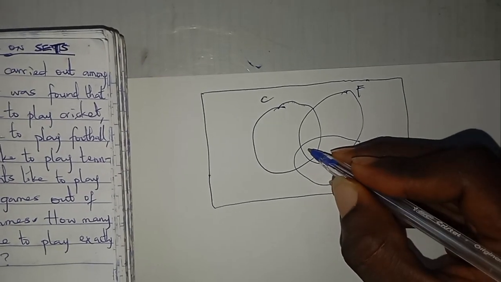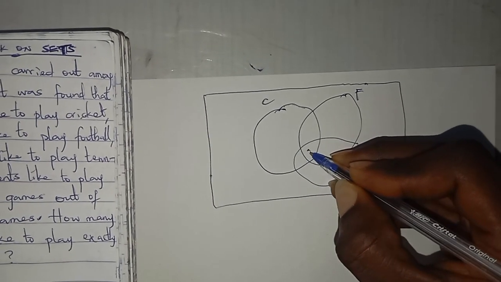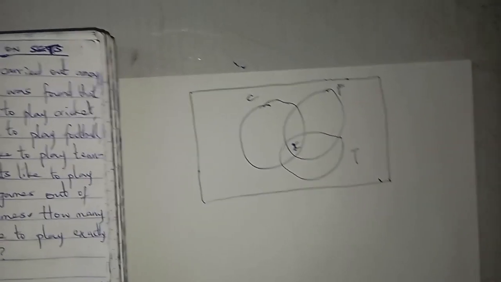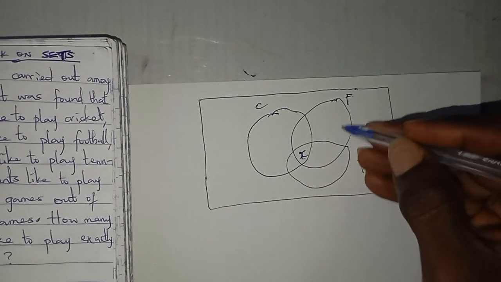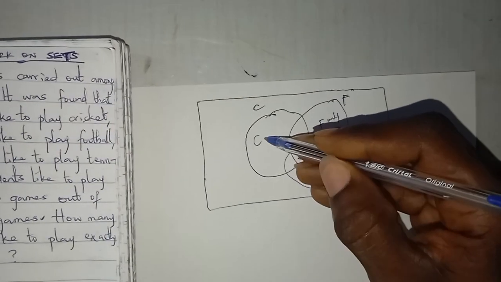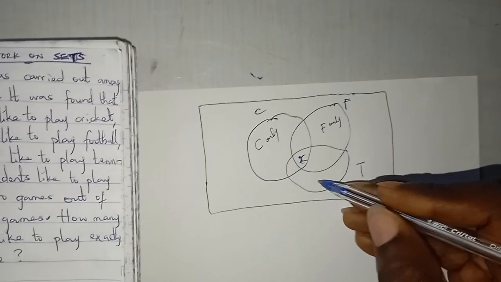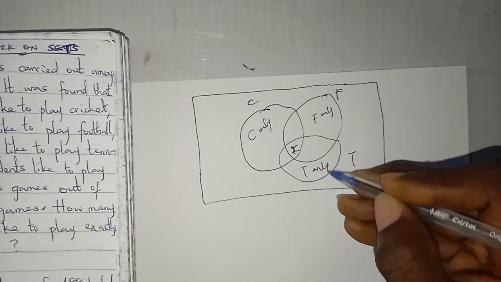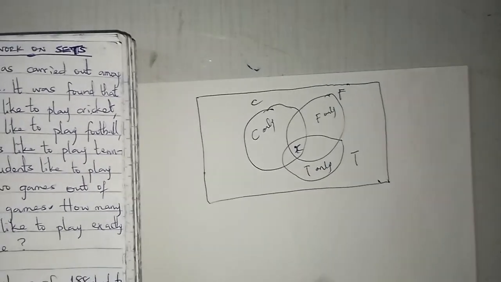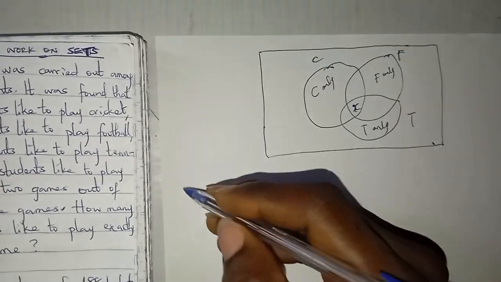They did not give us this. Let's say this is X. They did not give us X. They did not even give us this one because you know that this one means football only. They did not give us this. Cricket only, they did not give us. Tennis only, they did not give us. This one, that is exactly 2 and the rest, they did not give us. So we need to go back to our formula.